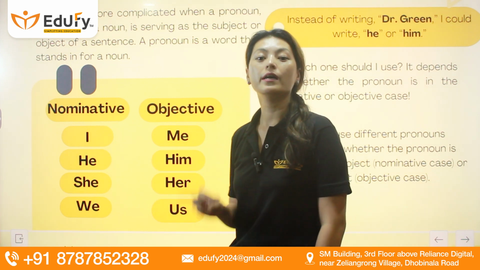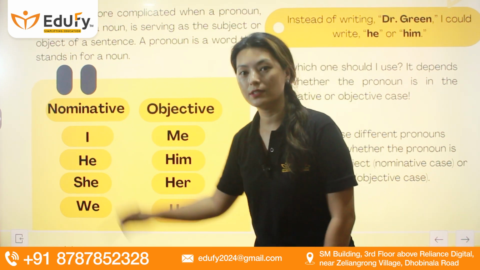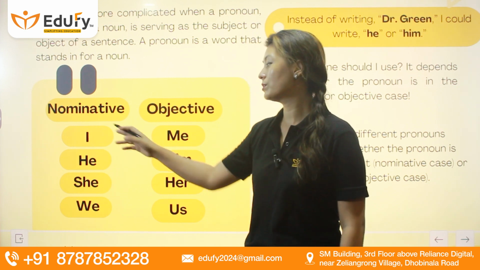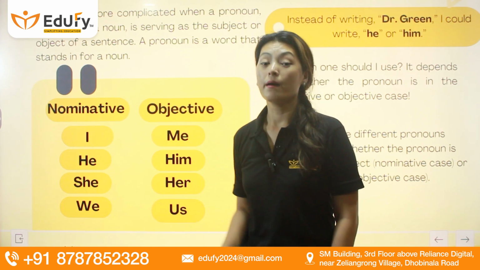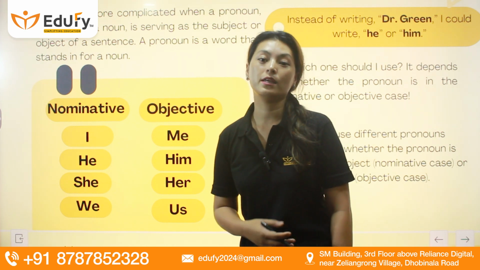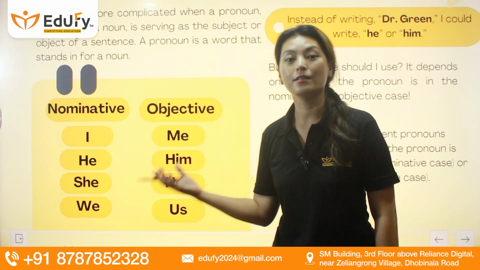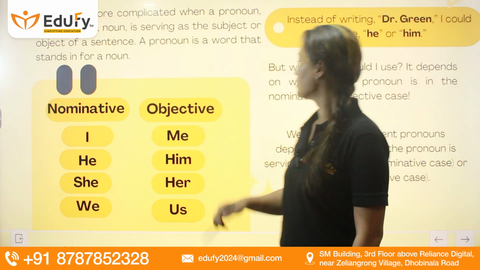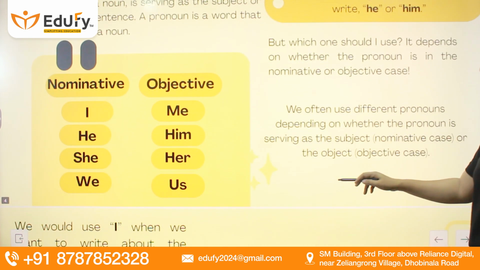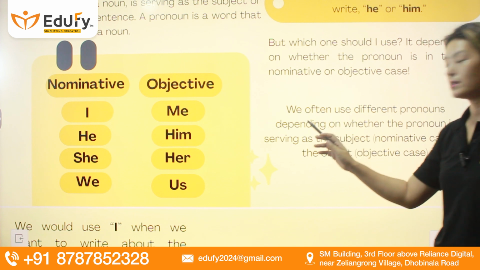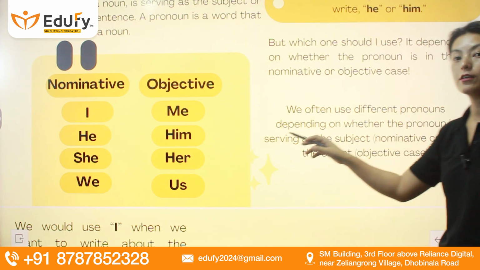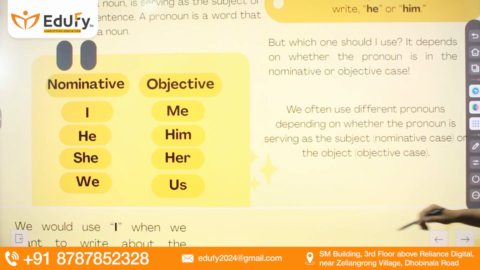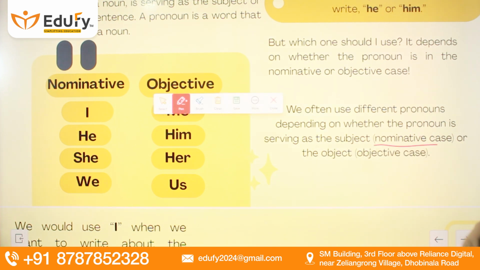When we have a subject and we're using a pronoun as that subject, we use the nominative case. But if we're using a pronoun as an object, then we use the objective case. So let's take a look. We often use different pronouns depending on whether the pronoun is serving as the subject. If it's serving as the subject, we will consider it the nominative case.